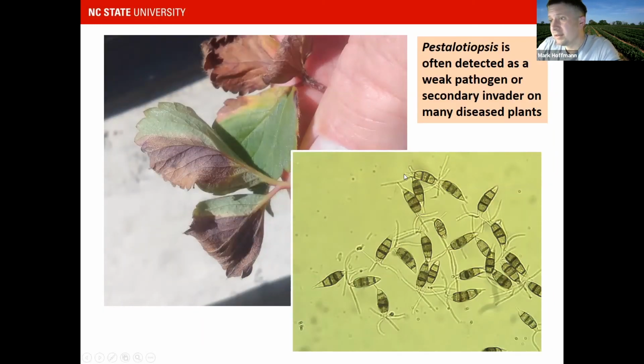So Pestalotiopsis again looks very similar to a lot of other leaf spots, so you have to bring it to a clinic. The spores are very, very distinctive. Once you put it under the microscope and you see those kind of spores, you know that this is a Pestalotiopsis pathogen.